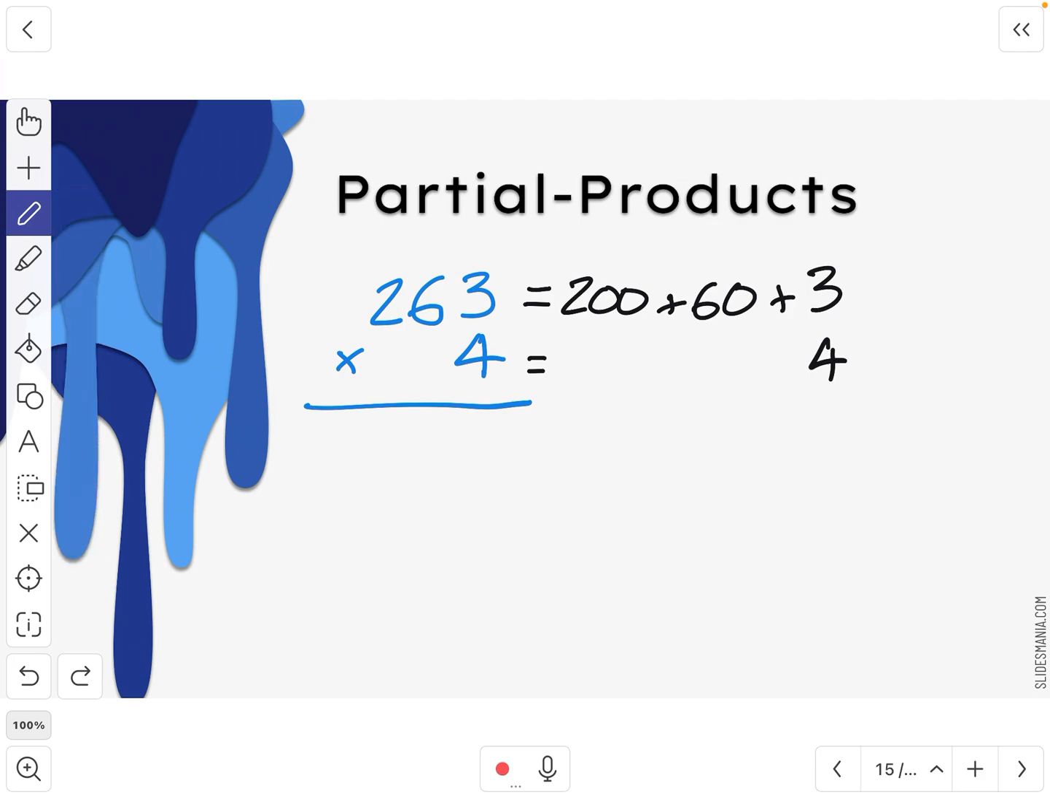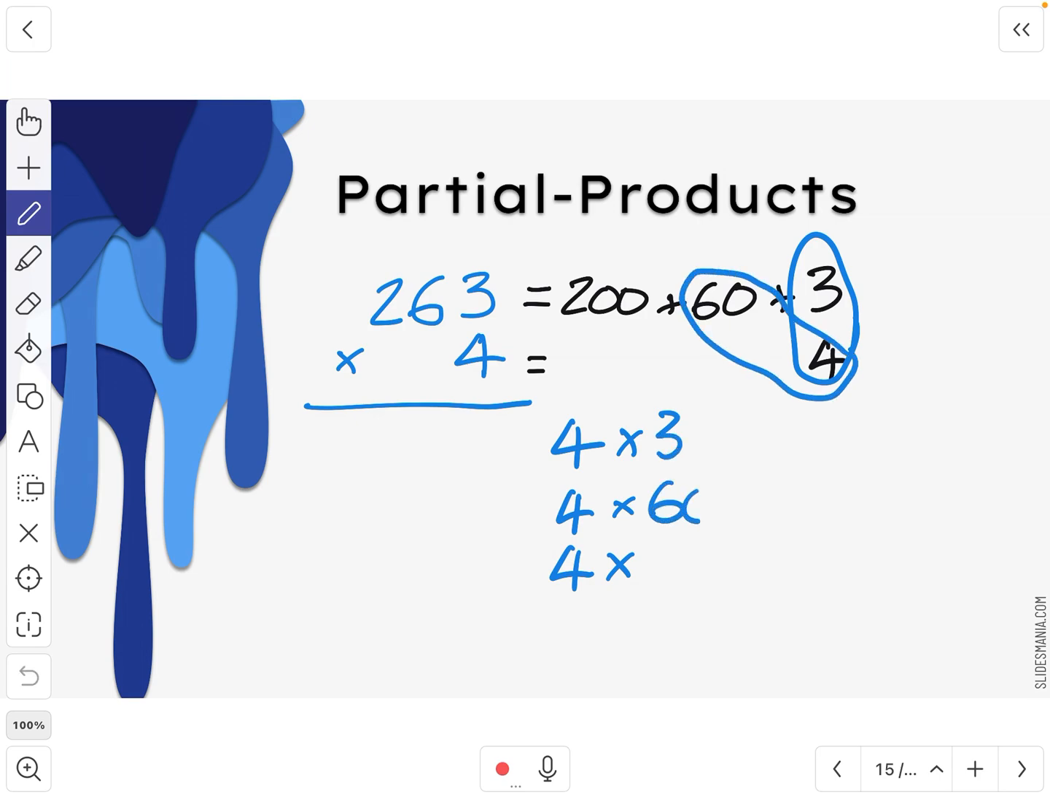Okay, so we'll start with this. We'll take our 4, and since there are 3 numbers we're going to multiply by, we're going to put 4 down here 3 times. And then we're going to put our little times symbol, and then we're going to list those ones that it multiplies by. 4 multiplies by 3. We'll start with that. 4 multiplies by 60. 4 multiplies by 200.